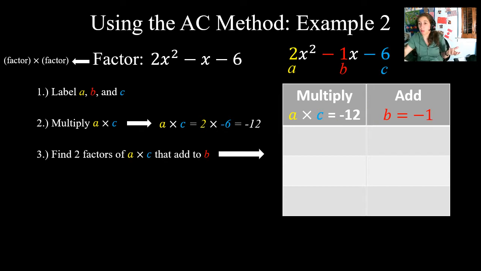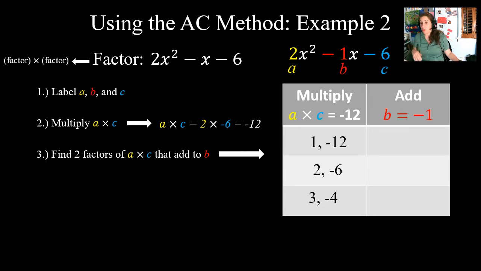And I always just start with 1, right? -12 divided by 1 is -12. So my first set of factors is 1 and -12. Then I move to 2. And if you need to, you just grab your calculator and you just do this on your calculator. -12 divided by 2 gives me -6. So my next set of factors is 2 and -6, okay? Now I'm going to go to 3. I've divided by 1, I've divided by 2, now let's divide by 3. -12 divided by 3, that gives me -4. So my next set of factors is 3 and -4.